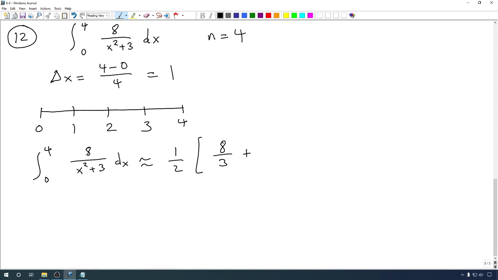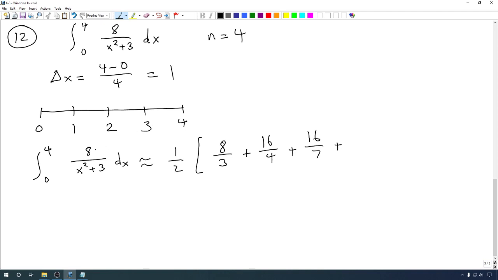Now we take twice the function value at 1. So we plug 1 in here. We have 8 over 1 plus 3. That's 8 over 4. But we have to double it. We get a 16 over 4. You could simplify that if you want to. I'm just going to add them together in a calculator in a moment. Now we plug in 2. We have 8 over 4 plus 3. That's 8 over 7. But we need to double as well. We have to follow that pattern for our trapezoidal rule.